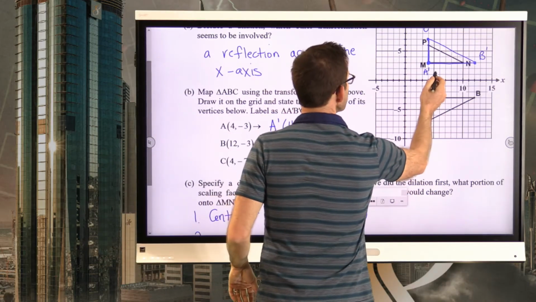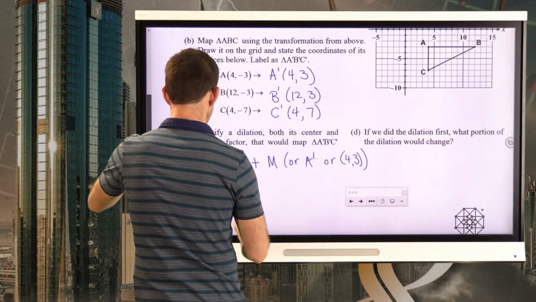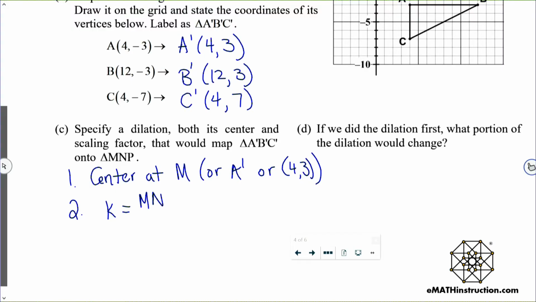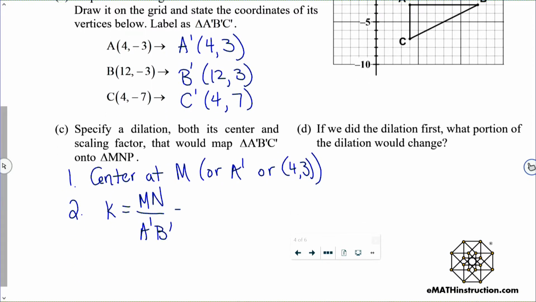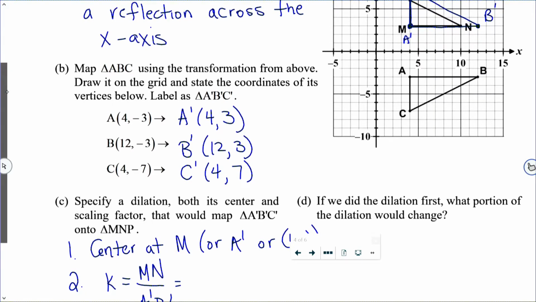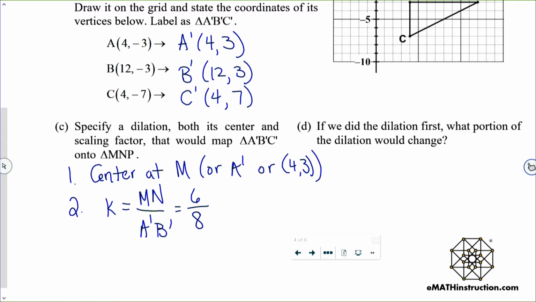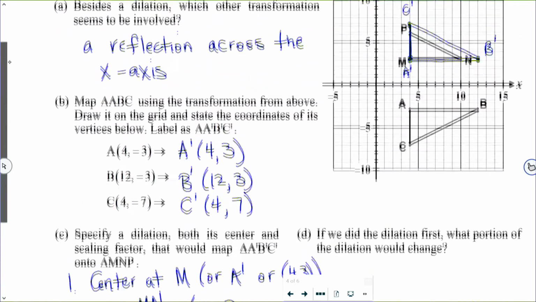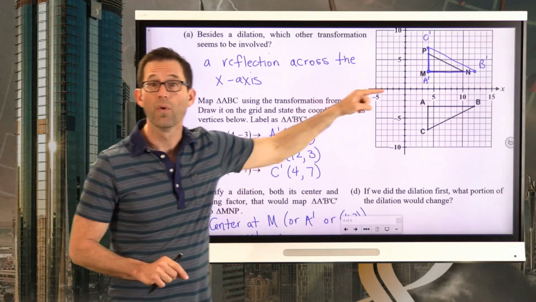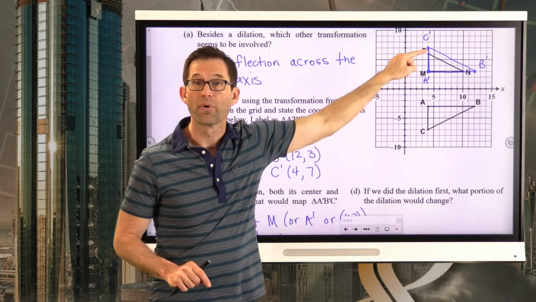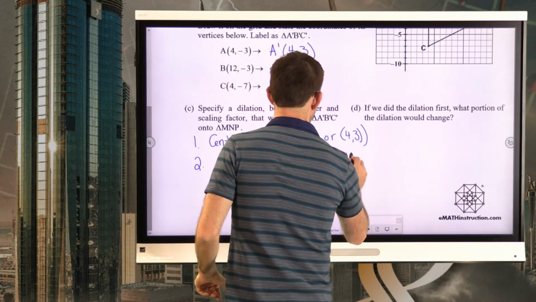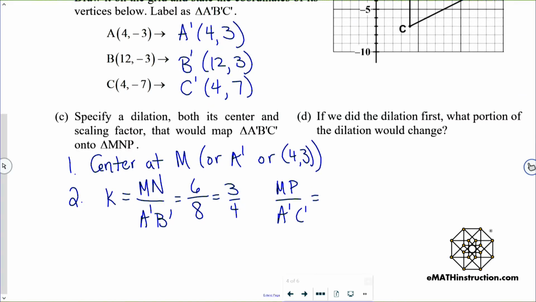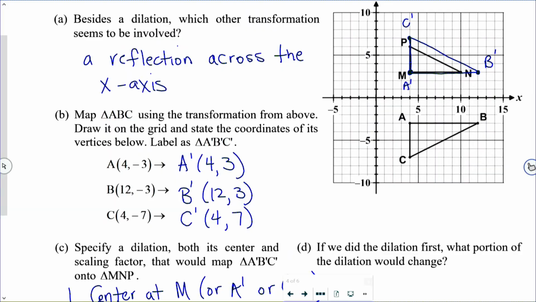So let's start with this one. Let's do MN, which is 6 units. So K would be equal to MN divided by A'B'. MN is equal to 6 and A'B' is equal to 8, and of course that would reduce down to 3/4. But you could also do MP divided by A'C'. So MP divided by A'C', it's always the new length divided by the older length.